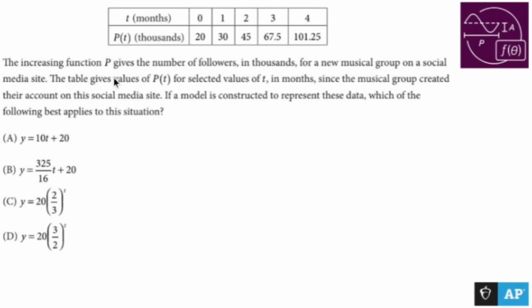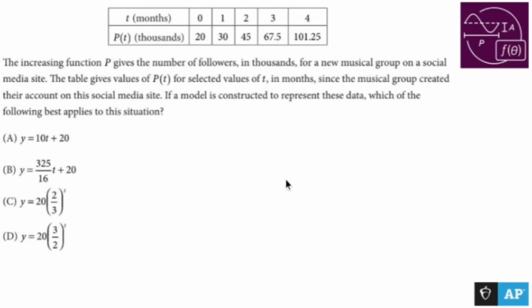The increasing function p gives the number of followers in thousands for a new musical group on a social media site. The table gives values of p of t for selected values of t in months since the musical group created their account on the social media site. So in other words, when they opened up the site, they already had 20,000 followers. And then a month later, they have 30. And then a month after that, they have 45,000, and so on and so on. If a model is constructed to represent this data, which of the following best applies to this situation?